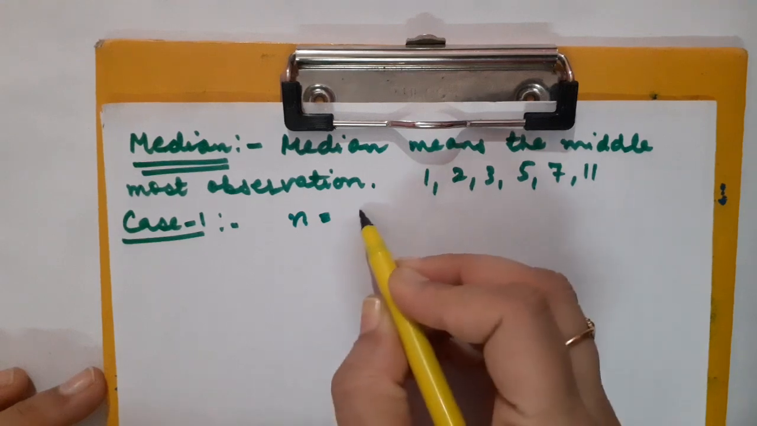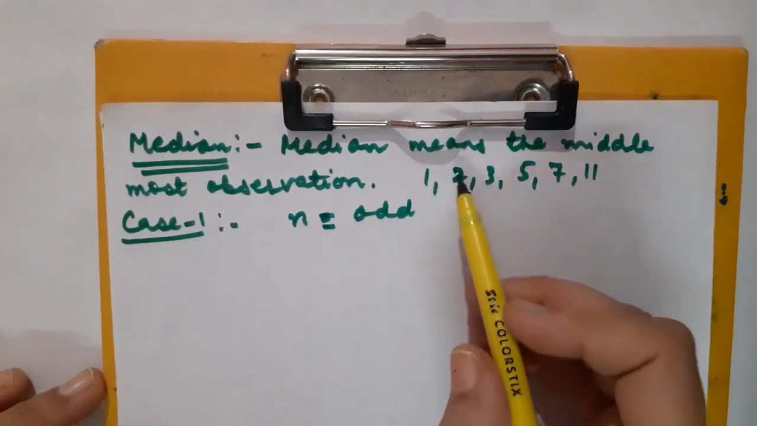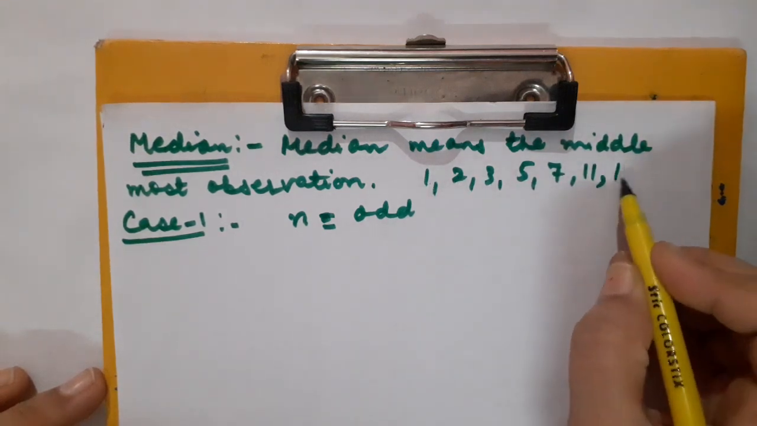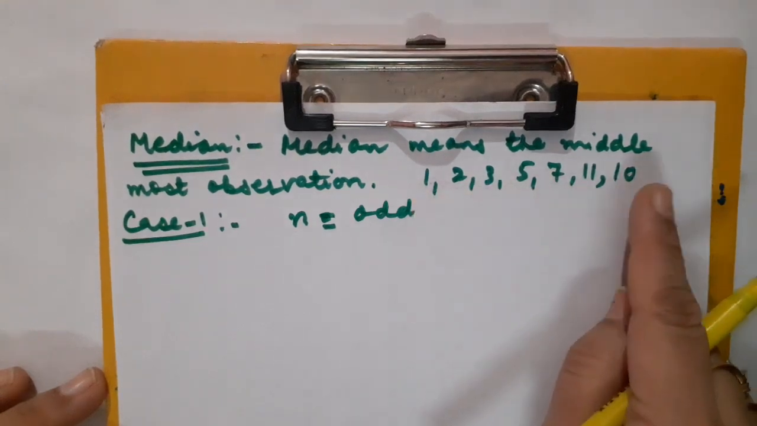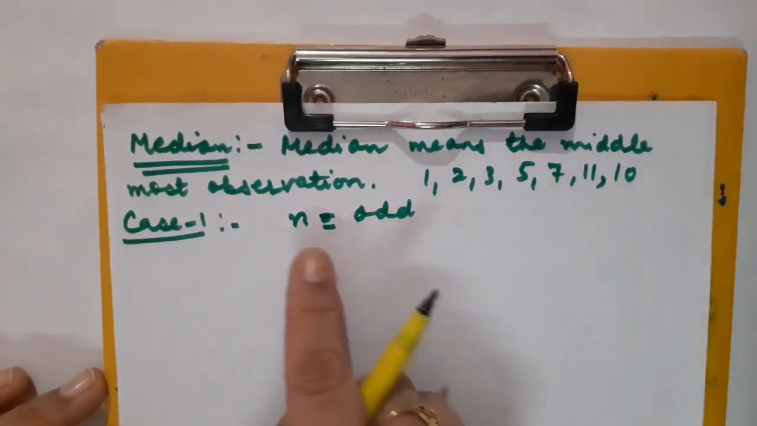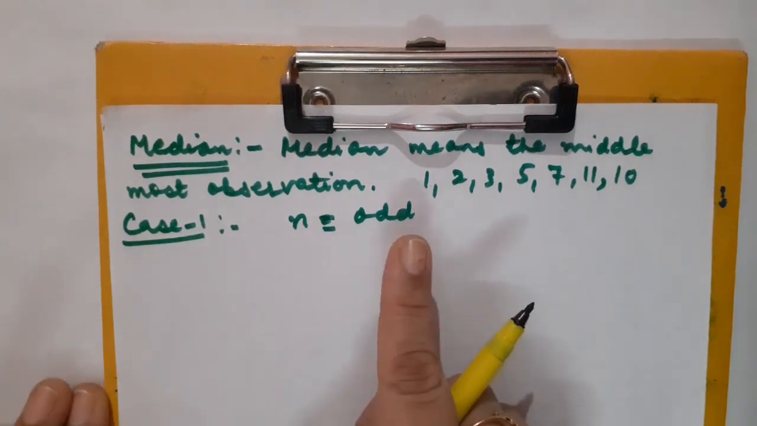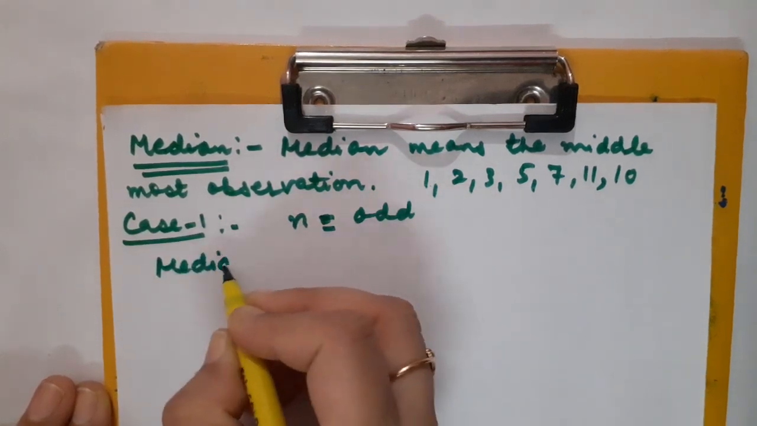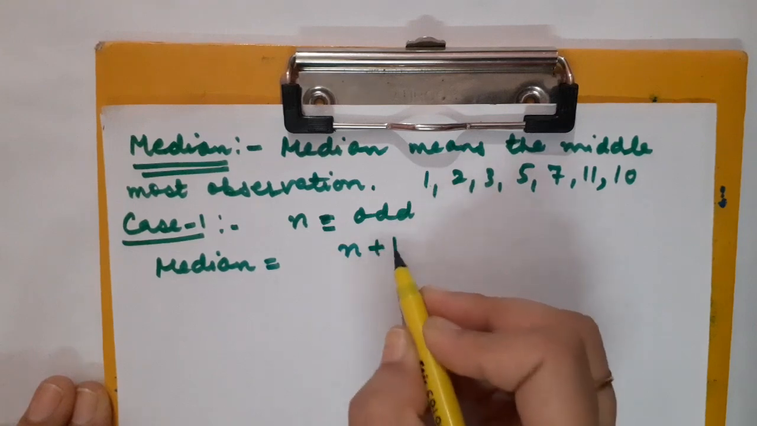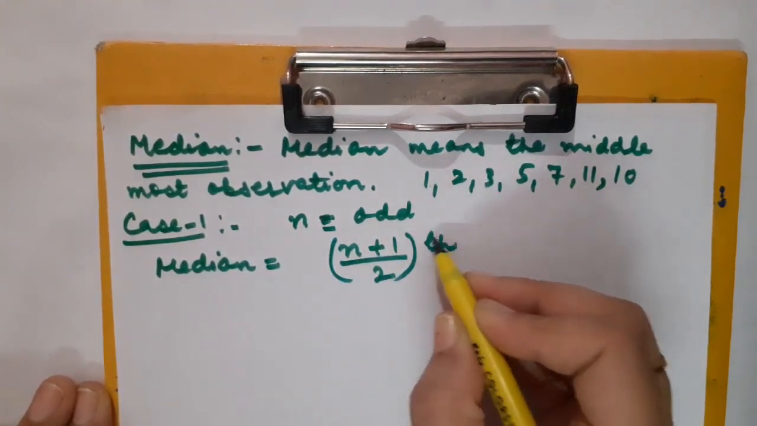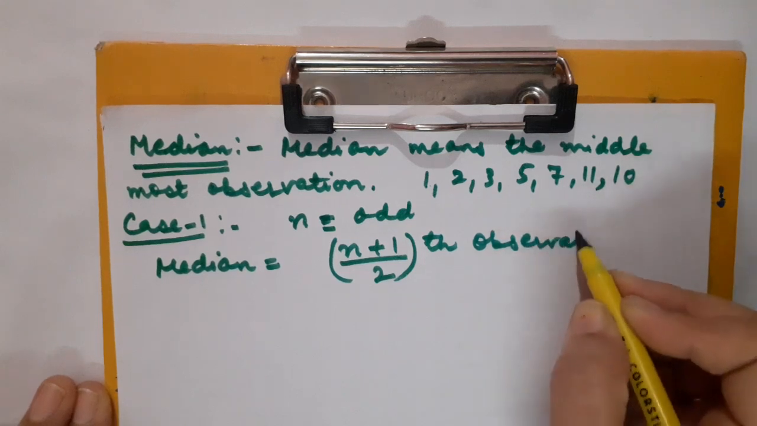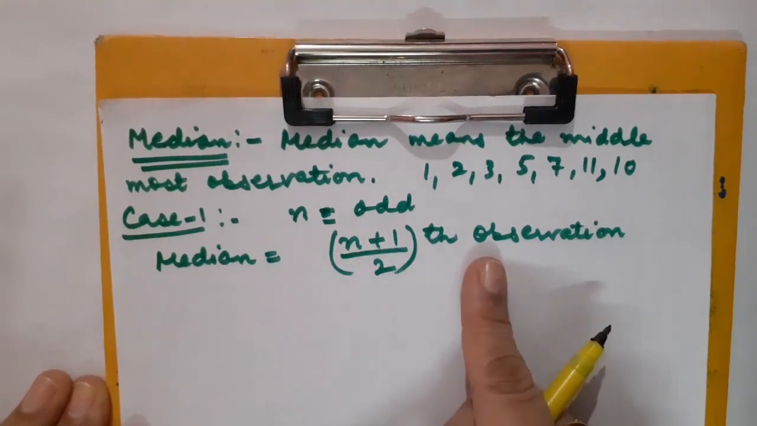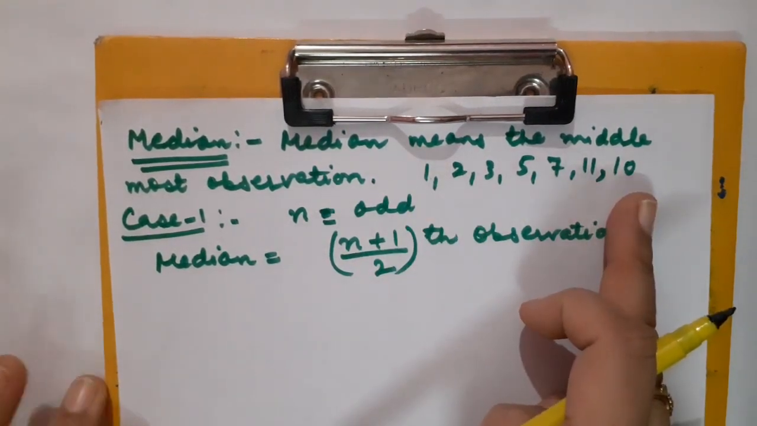If n is odd, means the number of observations are odd. 1, 2, 3, 4, 5, 6. So I am going to include one more, let it be 10. So they are total 7 in number. So this is odd in that case. So children, whenever there is n given and it is odd, how to calculate median? Median must be equal to n plus 1 divided by 2th observation. This will be the middlemost observation, but make sure that before you calculate median, you write down the complete given data in the ascending order.